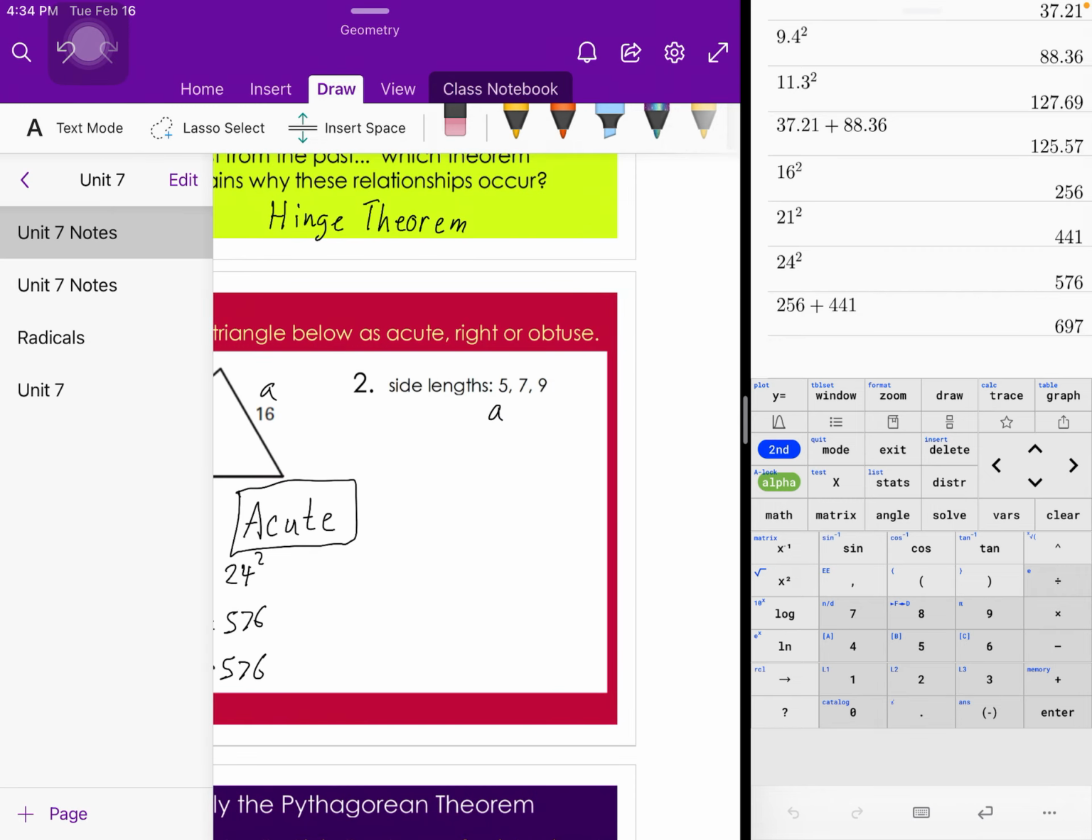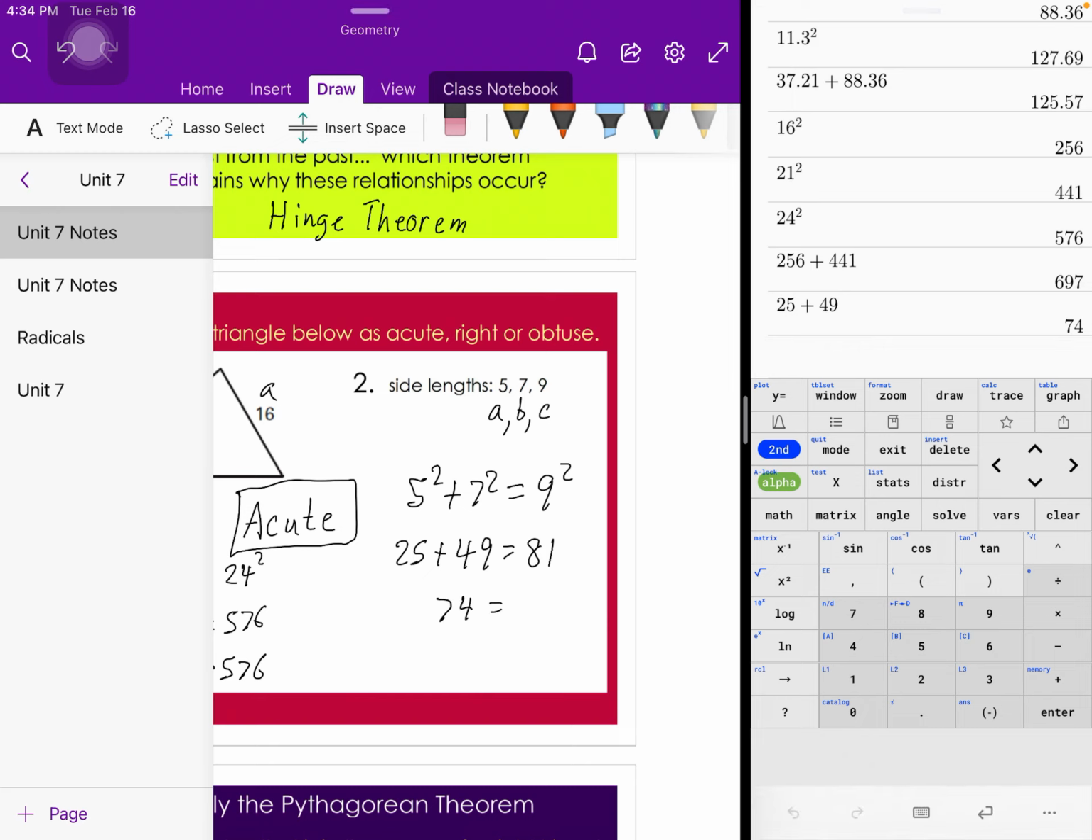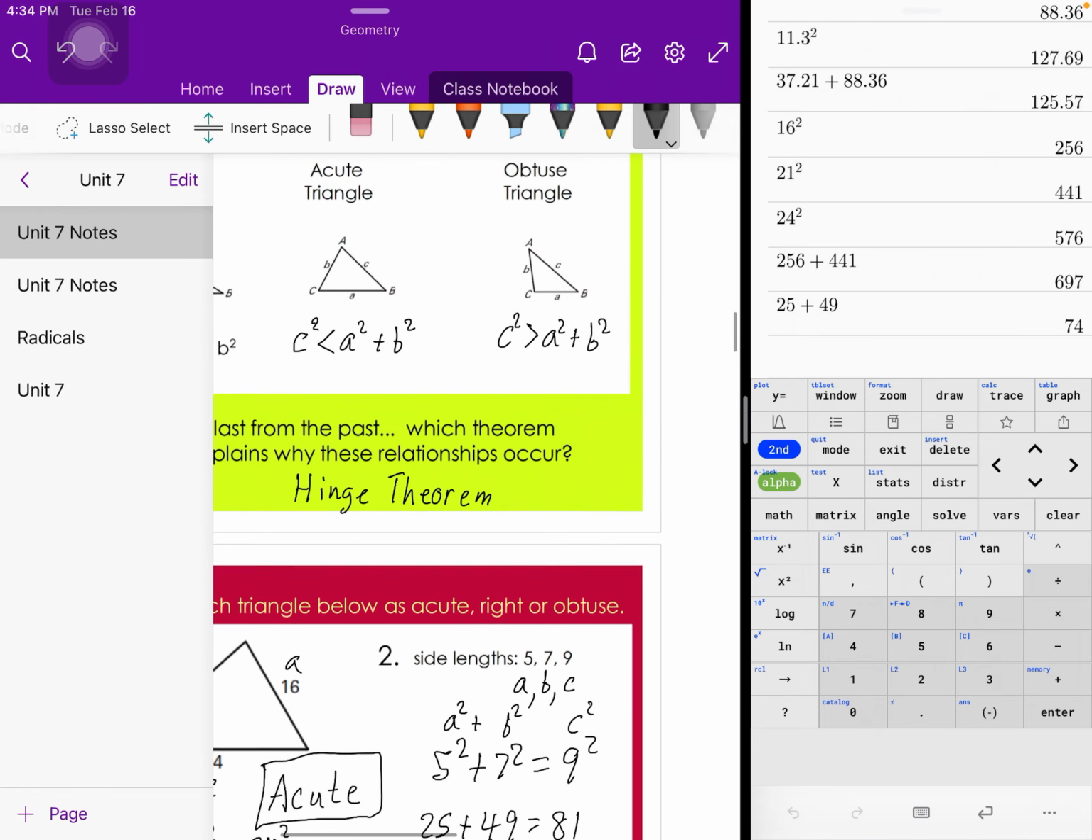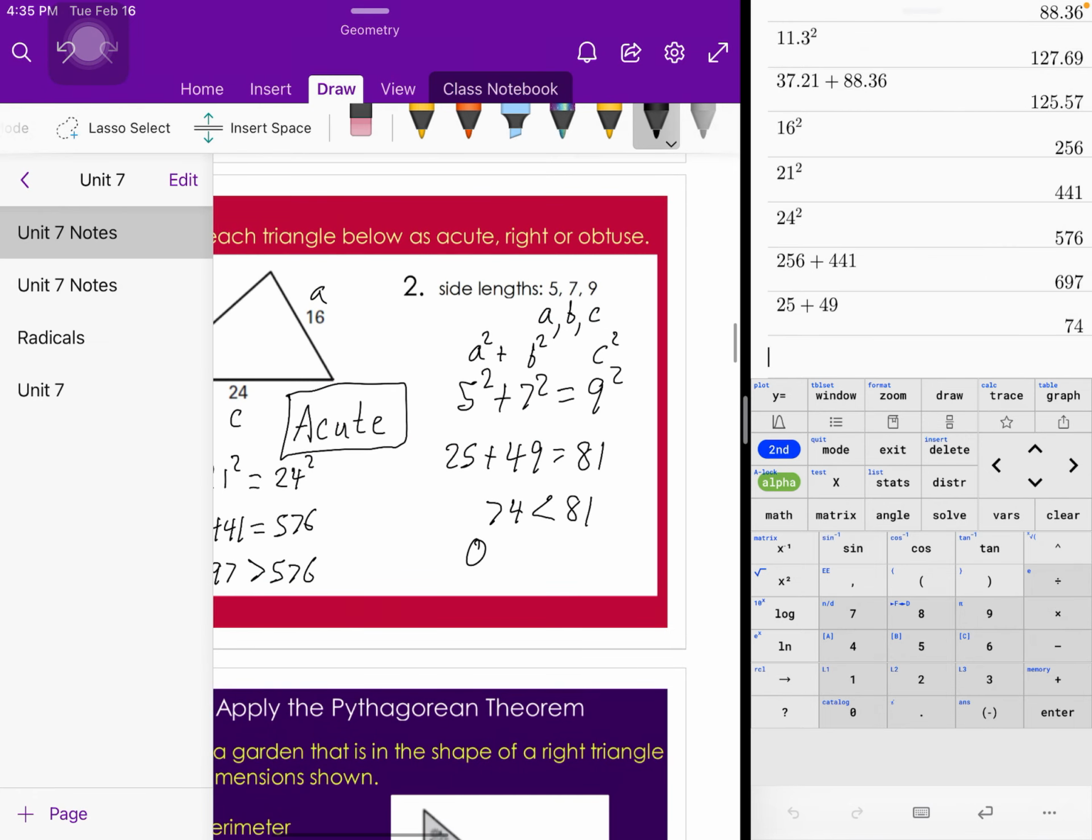All right, let's try the next one. So again, going smallest to largest, we're just going to say A, B, C. So we're going to get 5 squared plus 7 squared equals 9 squared. 5 squared is 25, 7 squared is 49, and 9 squared is 81. 25 plus 49 gives us 74. C is actually going to be the bigger side, so we're going to change this sign because they're not equal. We're going to make that this sign. So since C is the bigger part, it's going to be obtuse for number 2.